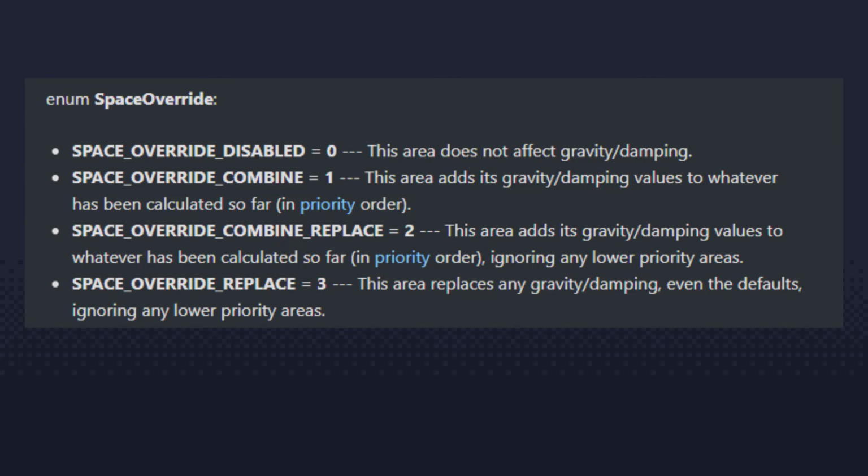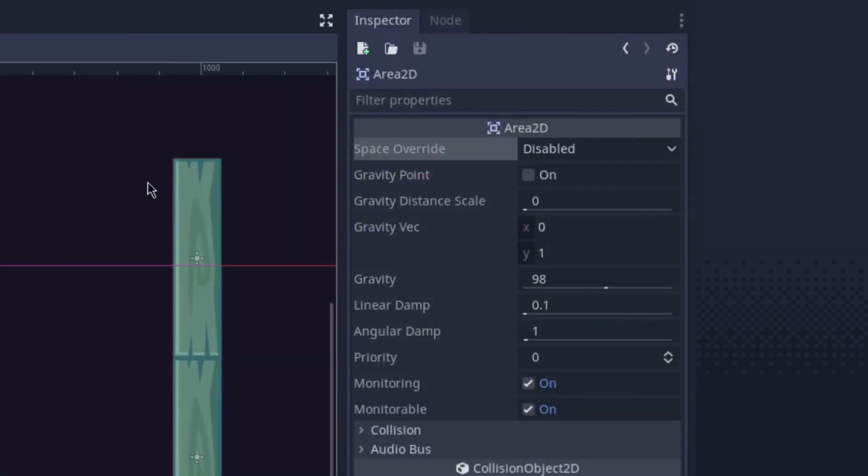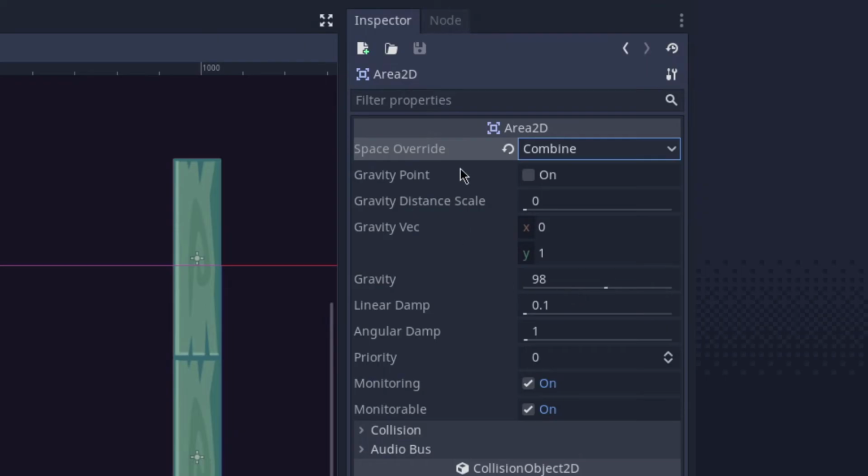Replace will just forcefully replace the gravity and damping of the rigid body. And replace combine means that it will replace the gravity and damping calculated so far, but it will keep calculating the rest of the areas. I don't quite understand this last one, but let's just move on. Let's set the space override to combine.